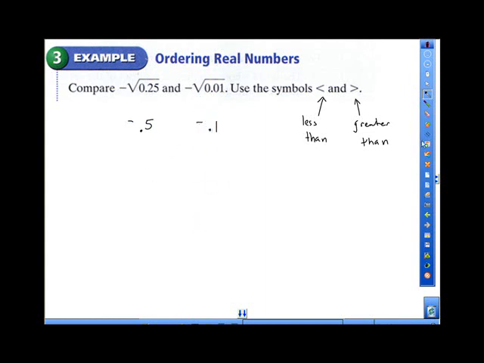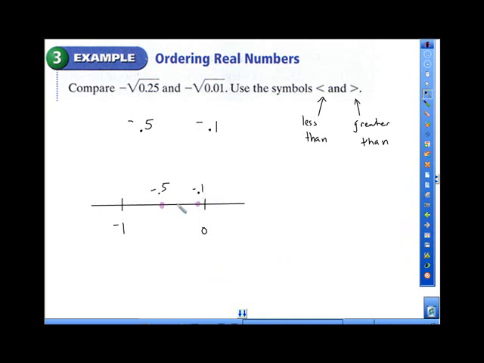Now let's think. If we have to, you could draw a little number line to help you decide which one's bigger, which one's smaller. So say here's 0, here's negative 1. Negative 0.5, so that's negative half, is going to be right there. Negative 0.1 is going to be about right there.